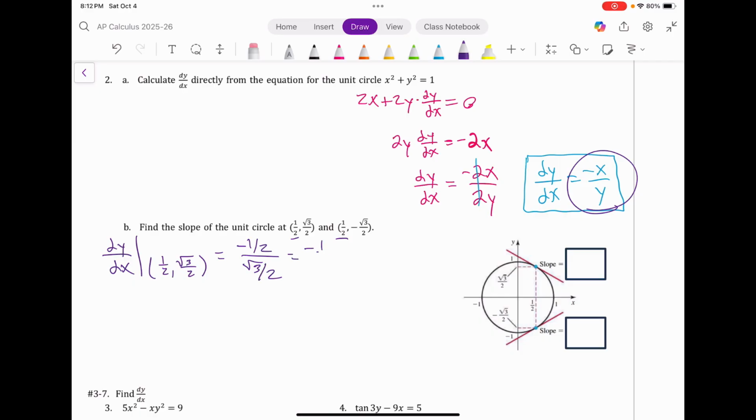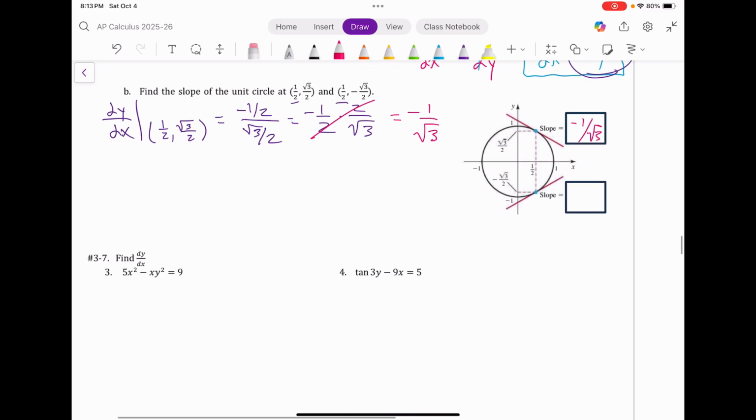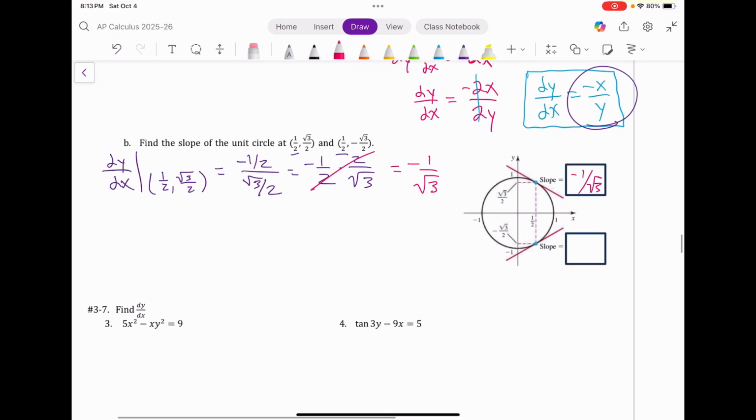All right, so we multiply the numerator by the reciprocal of the denominator. That's how we divide fractions. The 2's cancel, and we're left with negative 1 over root 3. And then no need to rationalize it. So that's the slope of that tangent line. All right, how about the other tangent line?